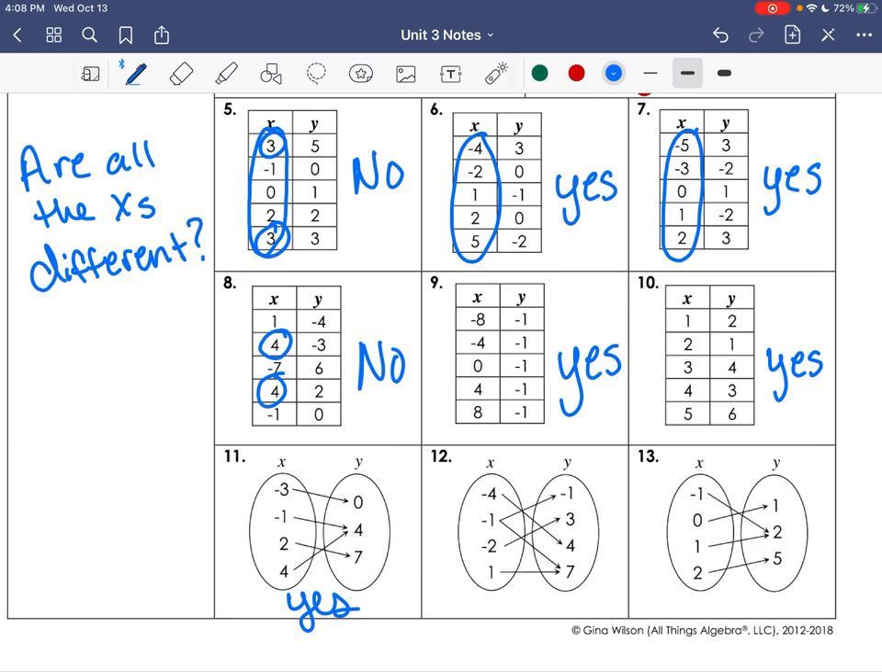Now on number 12, -1 is trying to go to 2 places. You can't go to 2 places. You can't go to Grandma's house and Disney World. Grandma doesn't live at Disney World. So this is no. This is not a function. Number 13, all of those x's are only going one place. So this is a function.